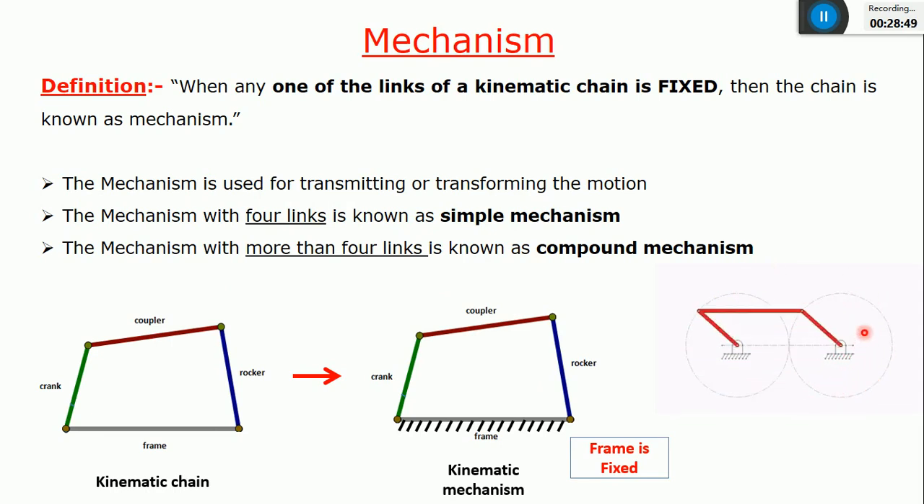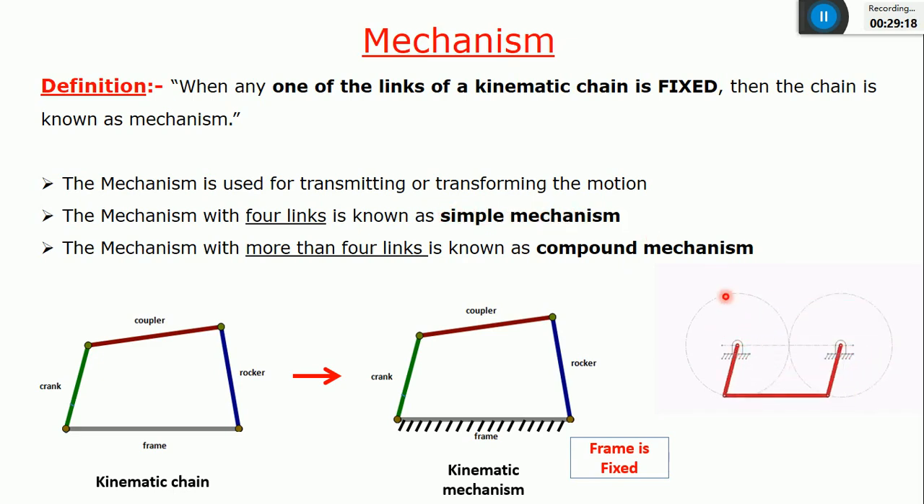As seen in the wheels of a train, they'll be connected like this only. The wheels of a train are connected using a 4-bar mechanism. And this mechanism is used to transfer the force. You are going to transfer the force from one link to another link. And since it is having only 4 links, I can call this mechanism a simple mechanism.